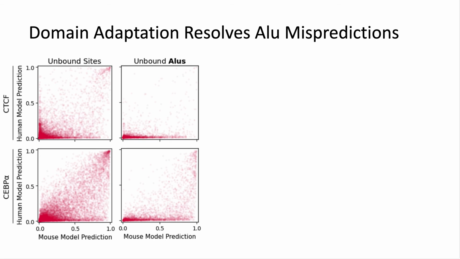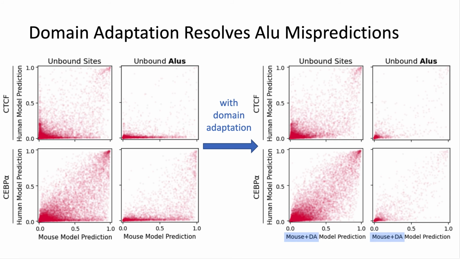If we apply domain adaptation, these plots instead look like this. And so what you see is there's a large decrease in the number of sites that are hanging out in the bottom right corner there. And in particular, on the ALU plots, you can see that there's been a massive migration of those sites that were hanging out along the x-axis. They've all shifted left because the mouse domain adaptive model is doing a much better job of not predicting them as bound when they aren't.